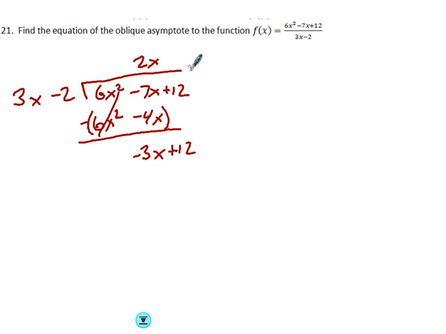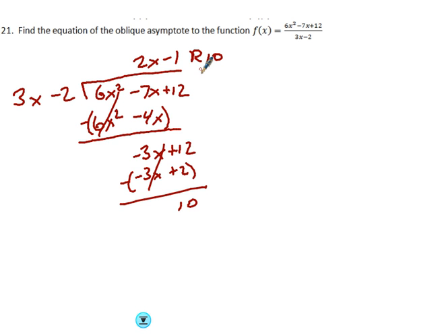What times 3x is negative 3x? That's a minus 1. Minus 1 times 3x is a negative 3x. And a minus 1 times a negative 2 is a positive 2. So we're going to subtract top minus bottom. Negative 3x's drop out. And 12 minus 2 is a 10. So we have 2x minus 1 with a remainder of 10.